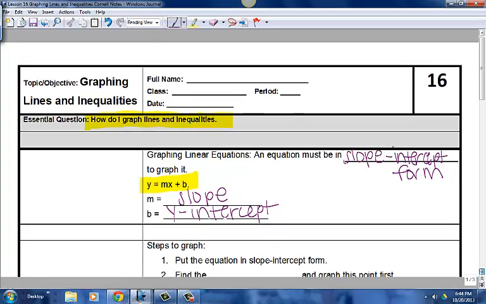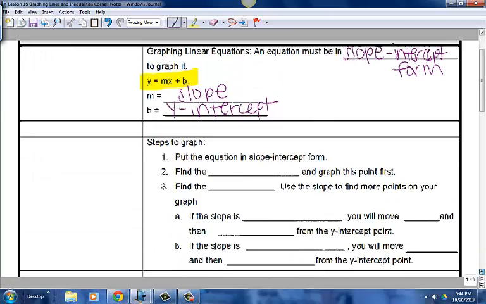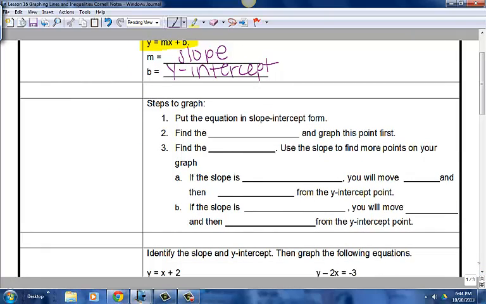So let's look at the steps to graphing. First we put the equation in slope-intercept form. We find the y-intercept and graph this point first. Remember, the y-intercept is just where the point hits the y-axis. Then we're going to find the slope, and we're going to use the slope to find more points on your graph.